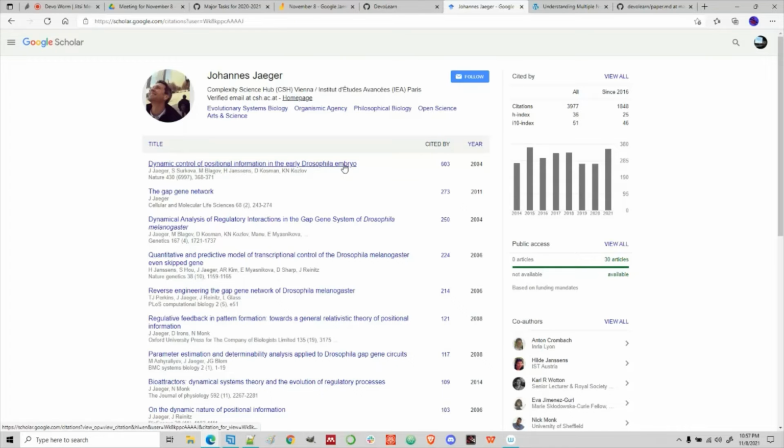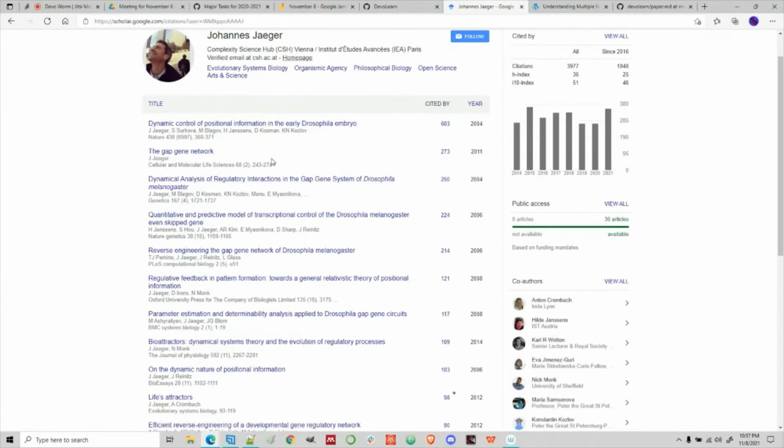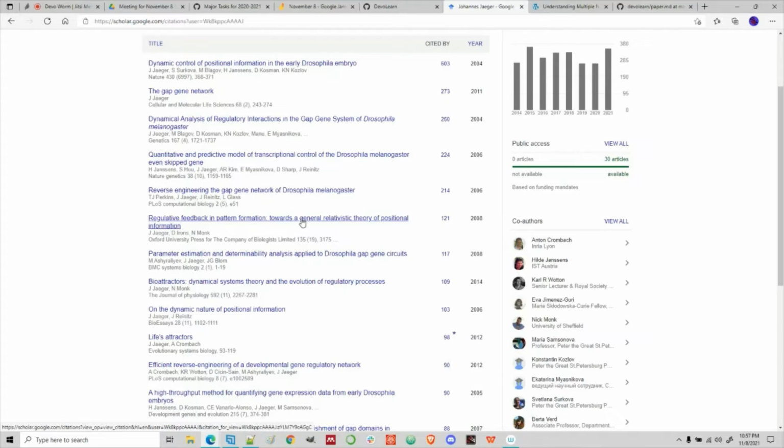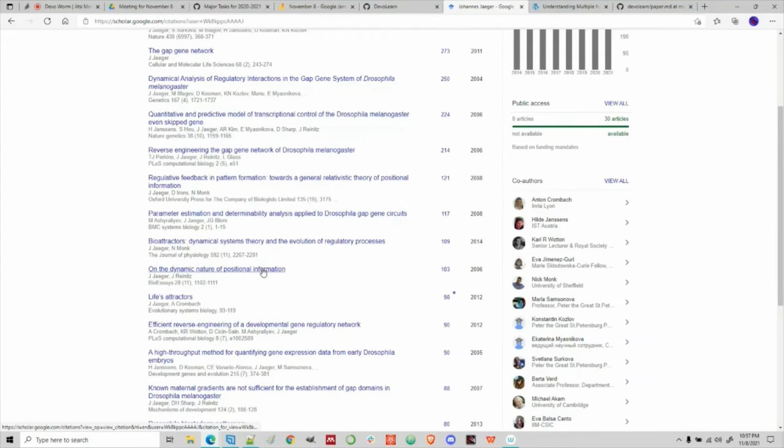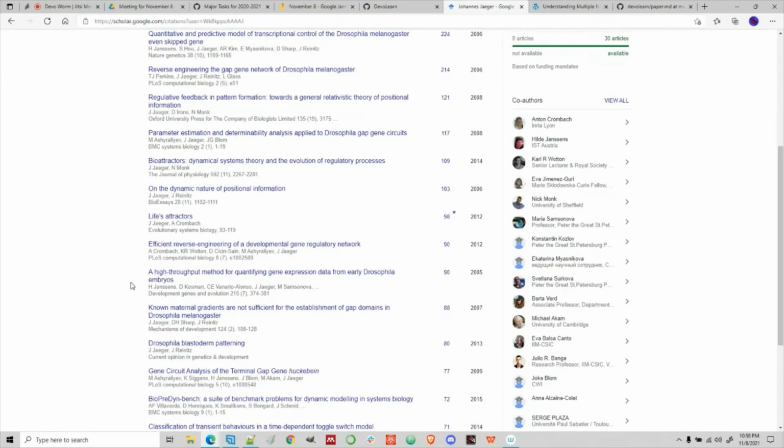There are a number of different papers here that focus on some of the things we've talked about in recent meetings. This is the dynamic control of positional information in the early Drosophila embryo. This is a paper from 2004. Regulative feedback and pattern formation. So this is about positional information, but linking this to pattern formation and feedback. Also bioattractors, dynamical systems theory, and the evolution of regulatory processes. From 2014, this is a more recent paper on the dynamic nature of positional information. So you can see that he's covered a number of interesting topics, especially of interest to this group.